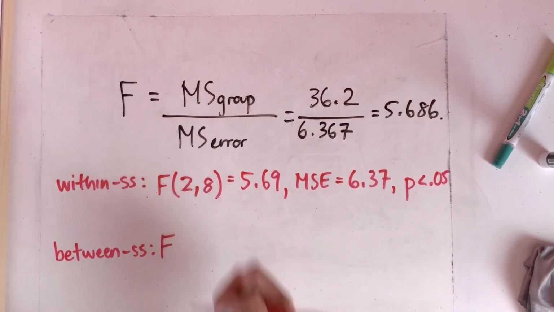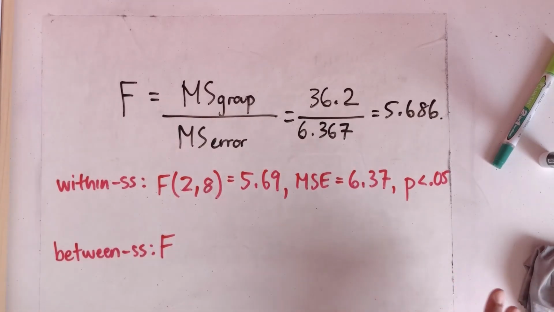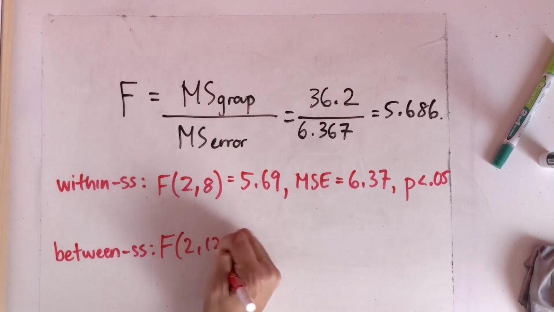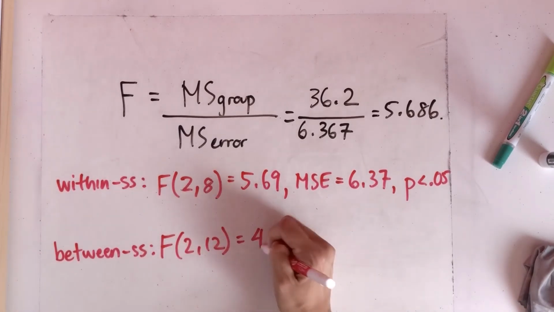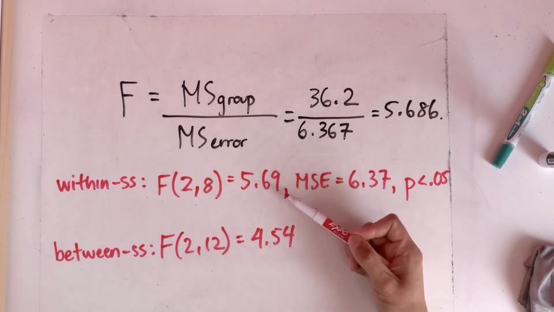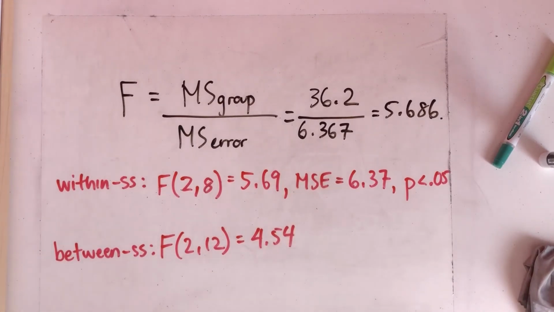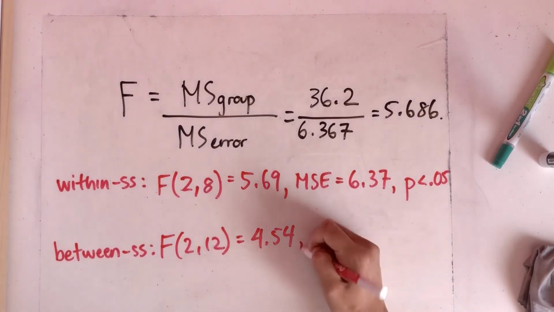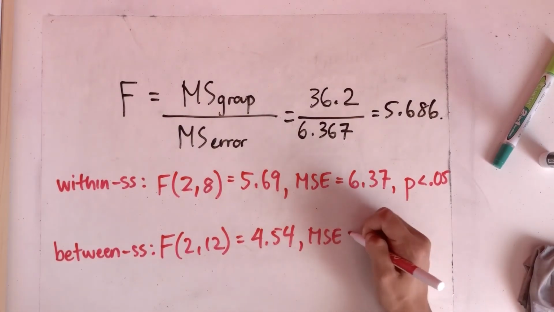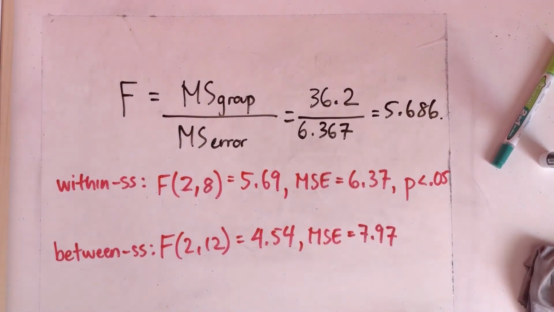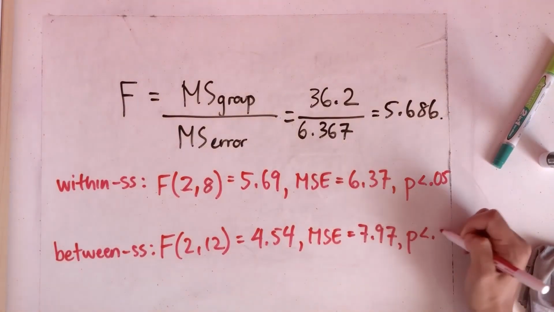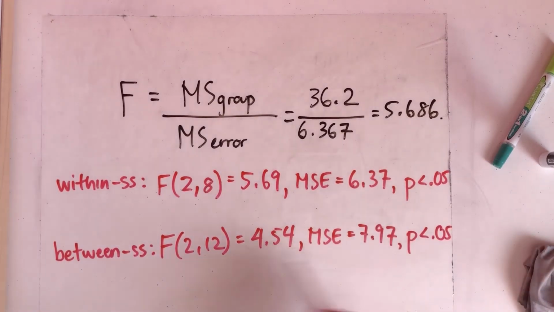And then for our long ago between subjects ANOVA with the same data and the same groups, just 15 subjects, we had F at 2 and 12 degrees of freedom, and that was equal to 4.54. So you note the difference, same data, but interpreting it as within subjects, we get a higher F value, which is more likely to achieve significance most of the time. And then we have our mean squared error again, this time it's 7.97. And we actually did examine F crit, or at least I did, and I told you that this between subjects ANOVA F was significant.